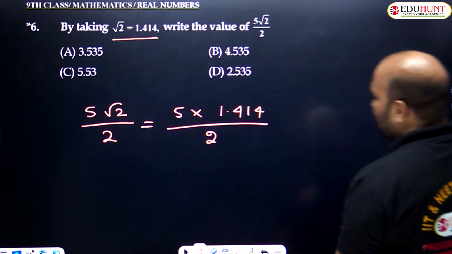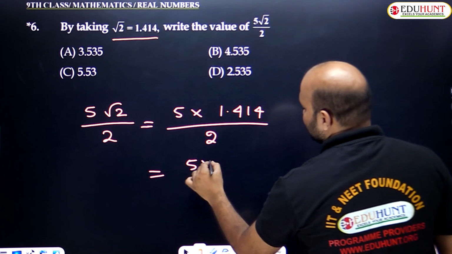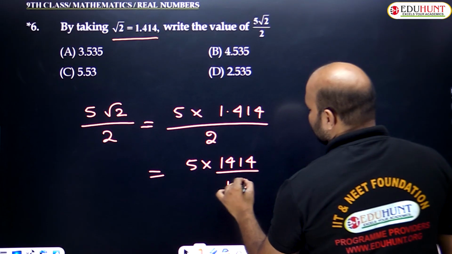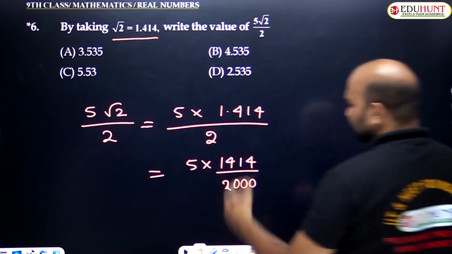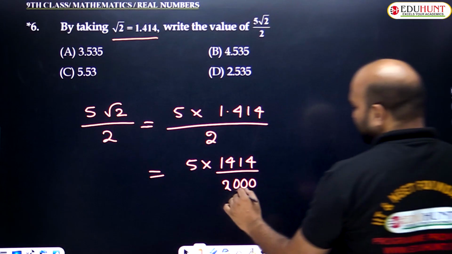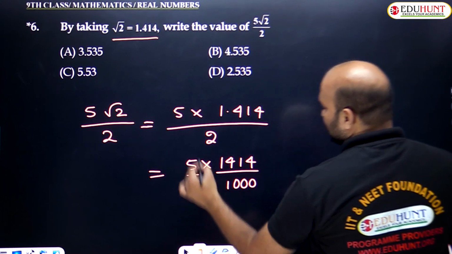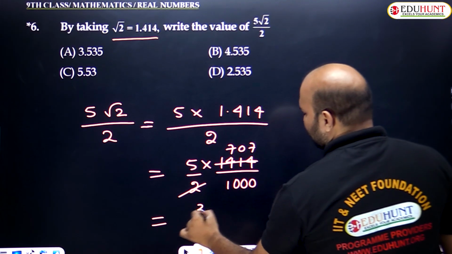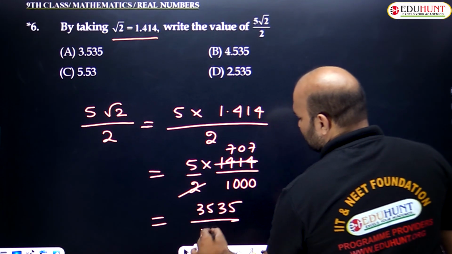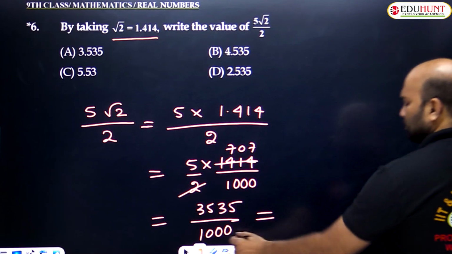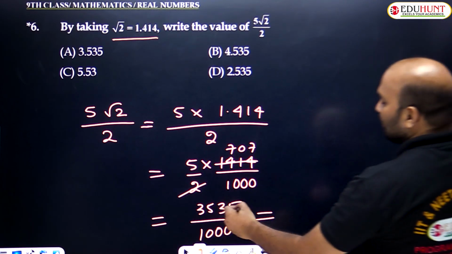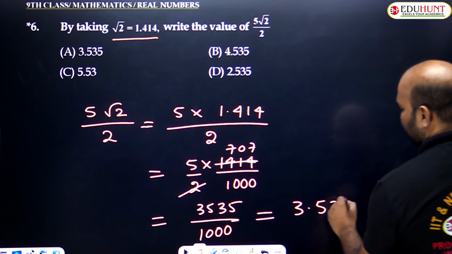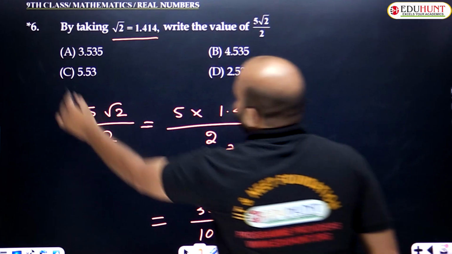So clearly we need to understand it can be written as 5 into 1414 by 1000, then 1000 into 2 is 2000. Am I clear? Or 2 into 1000. So clearly 2 is common out. Into 5 is nothing but what? 3535 by 1000. By 1000 means the point is taken after 3 places towards the right side, so it equals 3.535. Option A is the right answer.